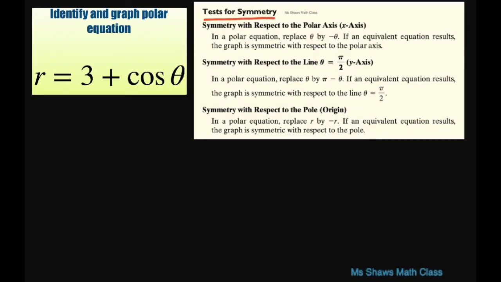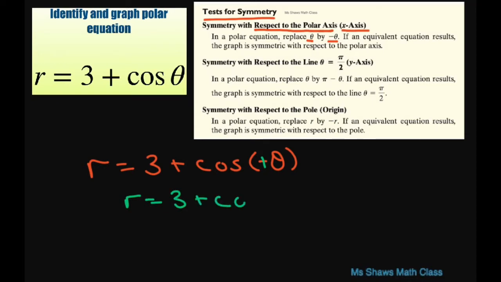What we want to do first is test and see if it's symmetric with respect to the polar axis, or the x-axis, by replacing theta with negative theta. If we get back the original equation, then it's going to be symmetric. Since cosine's an even function, we can make that positive. So we do get back to the original equation. They're equivalent, so that means the test passes. Our graph is going to be symmetric to the polar axis.